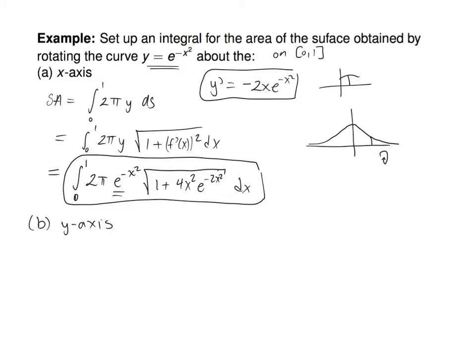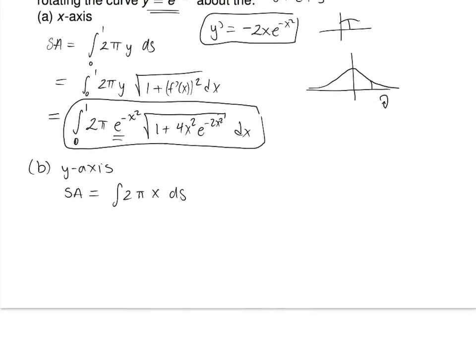Okay, so for the y-axis, the really general formula is integral 2 pi x ds. And your choice is that you can use whatever you want for the ds. You can use the thing that involves y's, or you can use the thing that involves x's. But if you use the thing that involves y's, you've got to solve your equation for x. Do you want to do that?